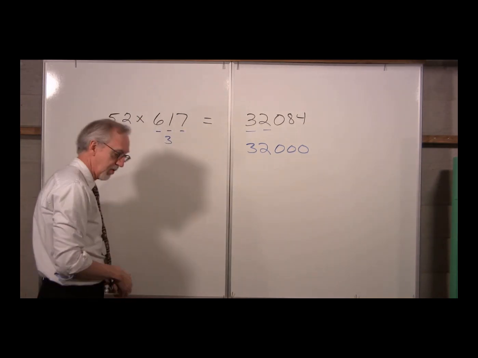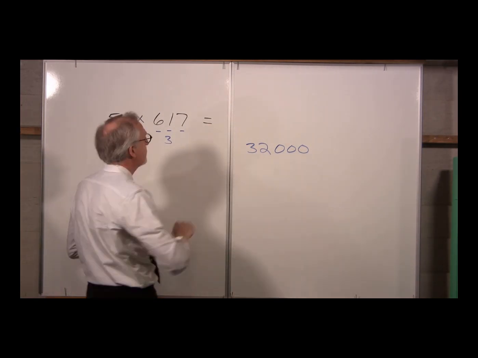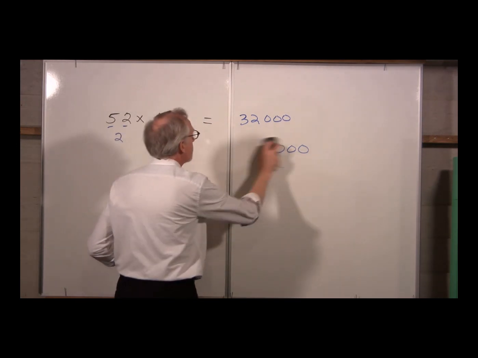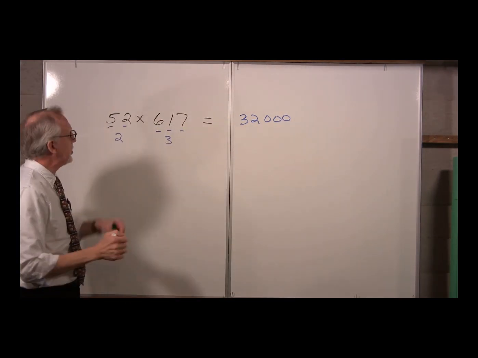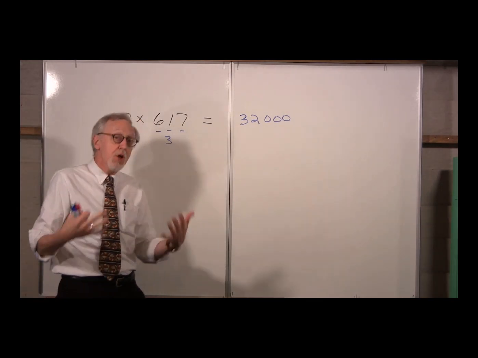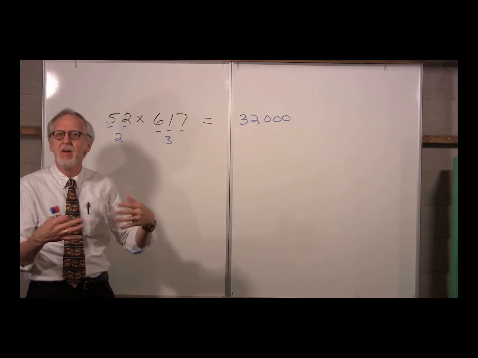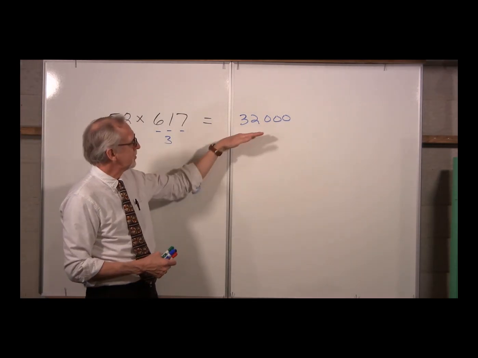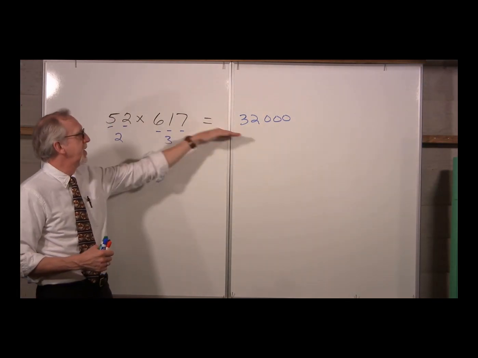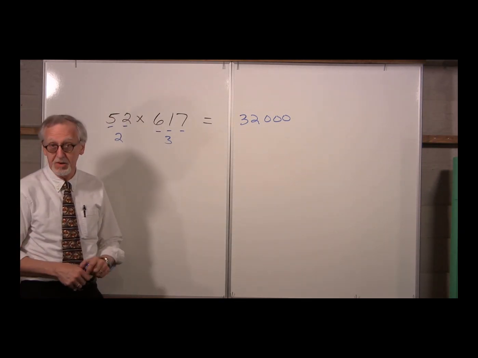So we would actually just write that 52 times 617 is 32,000. We know that is not exactly correct in terms of the mathematics of it, but in physics, that's exactly what we will write. We know that anytime we are multiplying quantities, we are going to be using the appropriate number of significant figures.